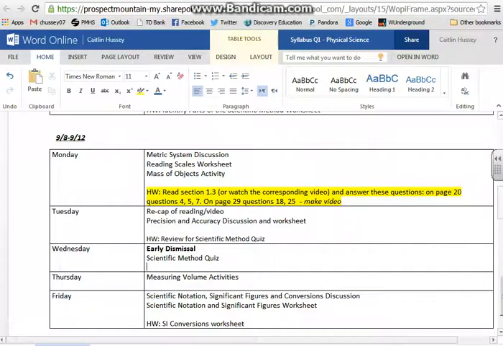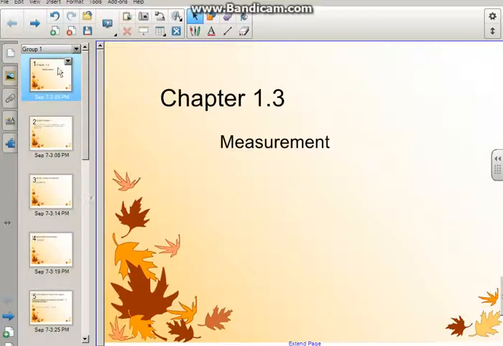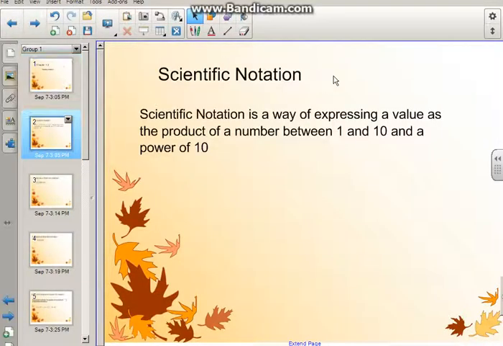Alright, so today we're going to talk about Chapter 1.3. Chapter 1.3 is all about measurement. Now, to start with, we're going to talk about scientific notation.